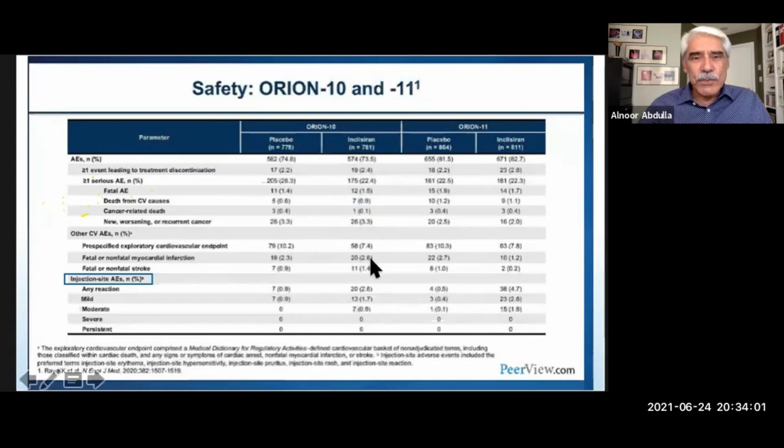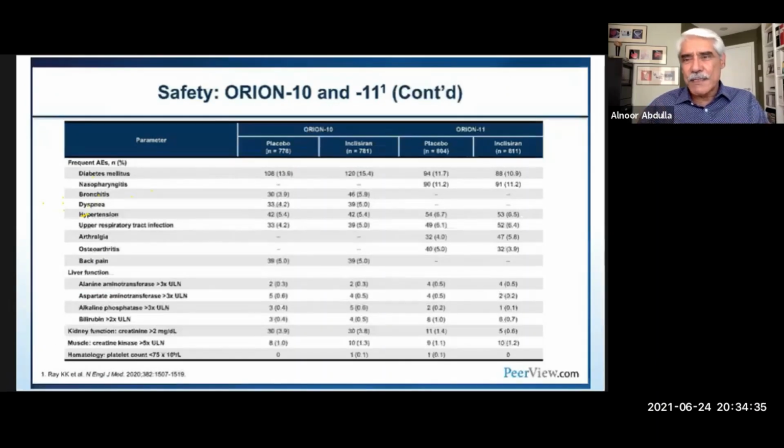And when it comes to the side effect, 2 large trials, the Orion 10 and the Orion 11 trials, looked at people who took the placebo injection versus those who took the inclisiran injection, and they were all on statins and all had their LDL cholesterol as low as possible with the maximally tolerated statins. And the only side effect of consequence that was seen more in the inclisiran group were the local skin effects at the injection site. No other side effects were different between the inclisiran group and the placebo group.